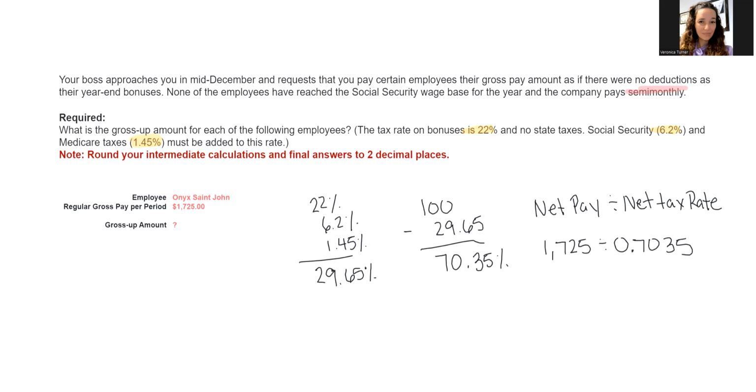So if I do that calculation, let me get my calculator. That calculation comes out to $2,452.2558, and it keeps going. But in this question, we only need to round to 2 decimals. So for this, we would end up, let me switch the color because it's the end, we would come up with $2,452.03. And that's the answer on how to gross up.